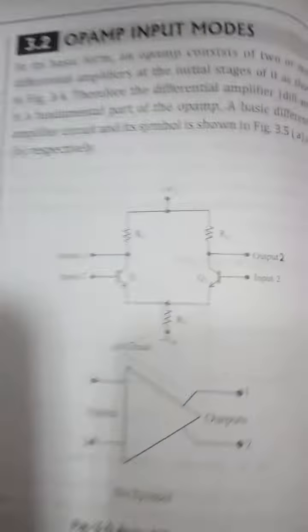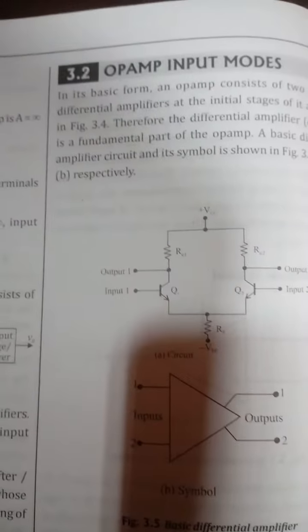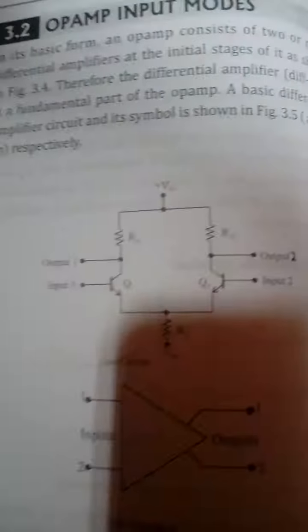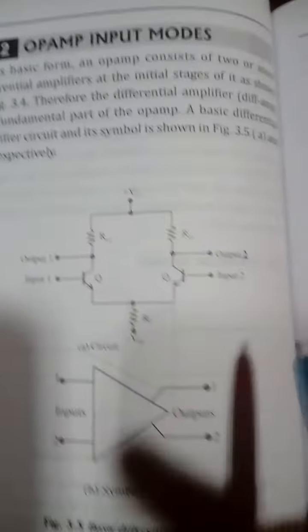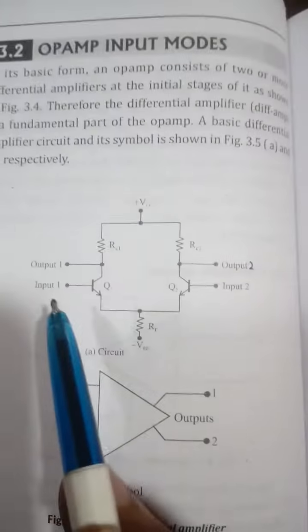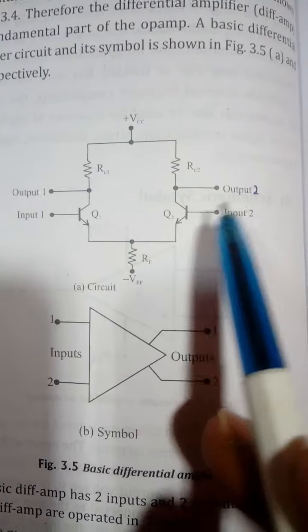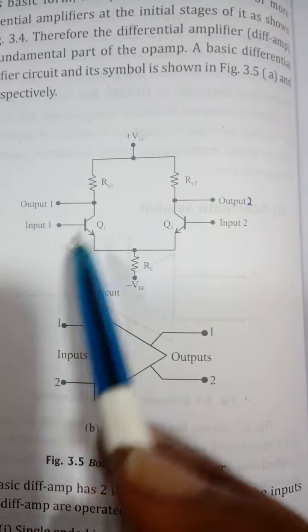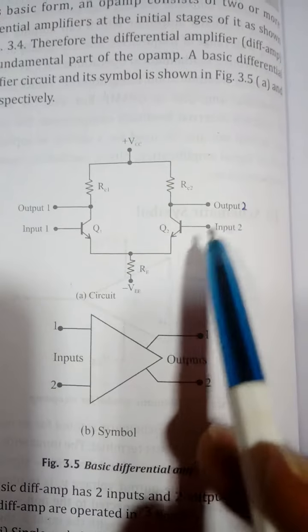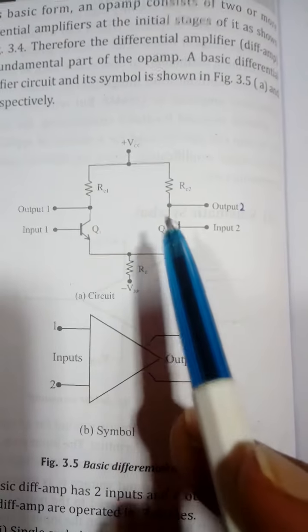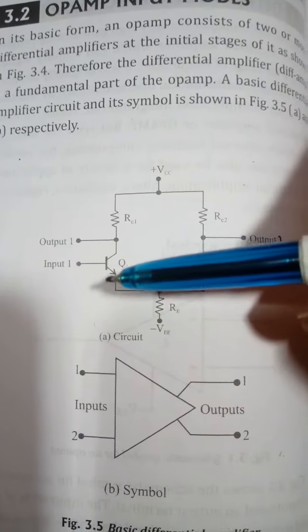You can see that there are two transistors, which are the input transistors, where the inputs are given to the base terminals of the transistors. You can consider the first transistor as Q1 and the second transistor as Q2, where input 1, the first input, is given to the base of Q1, and input 2, which you can call V2, is given to the base of Q2. Here in this case you can call it V1, and in this case V2.